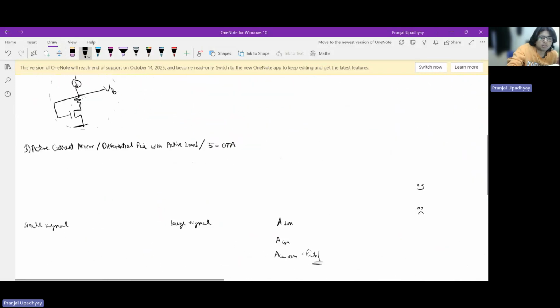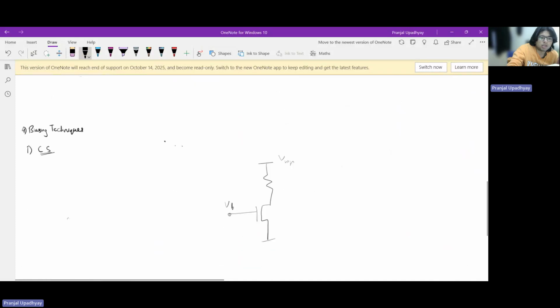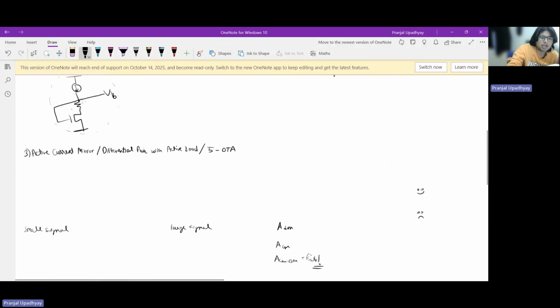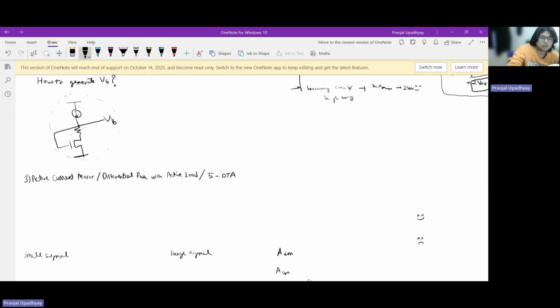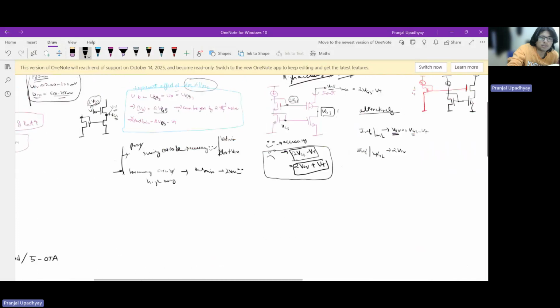Now, what remains to be discussed further down in this chapter is biasing techniques and active current mirror or differential pair with active load or the five-transistor OTA.